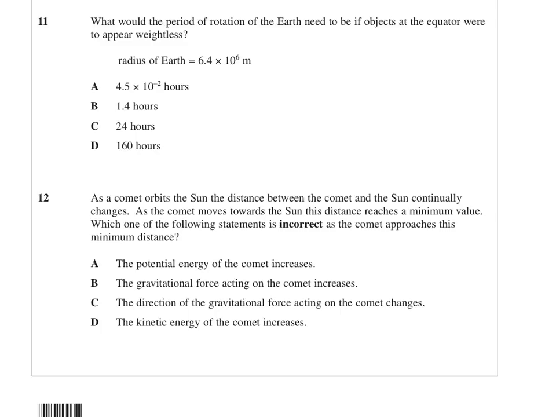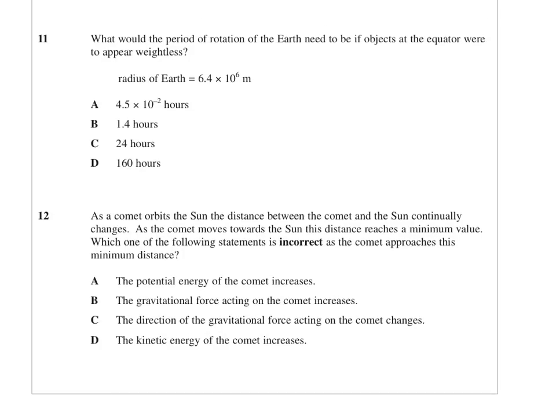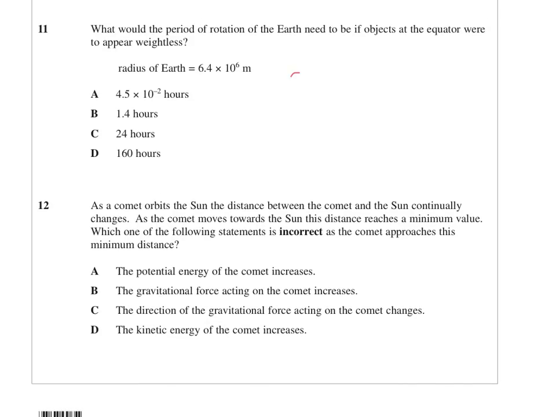What would the period of rotation of the Earth need to be if objects at the equator were to appear weightless? So this would happen essentially when an object at the equator was becoming a satellite, so it was in circular motion by itself, and so wouldn't be attached to the Earth. So what we'd have is the centripetal force would be equal to gravity, so let's do some cancelling.